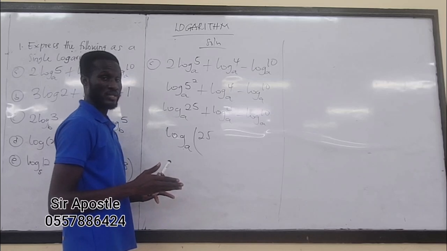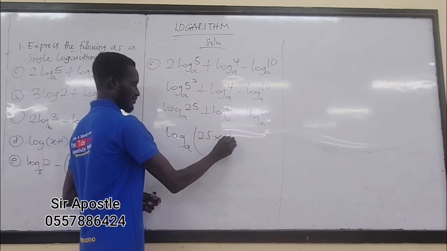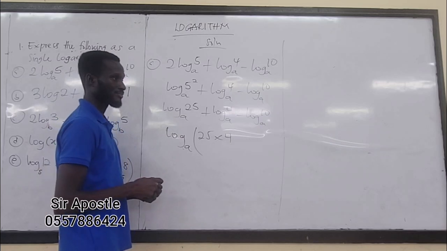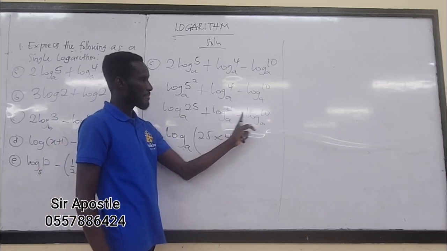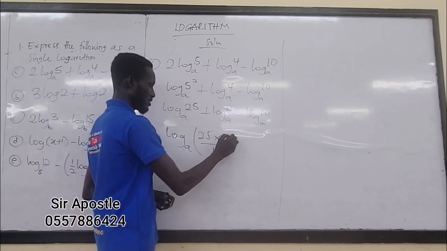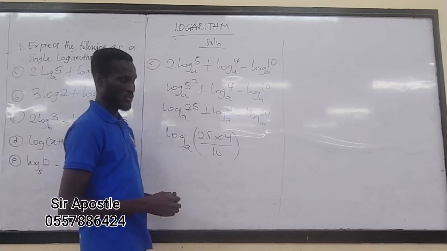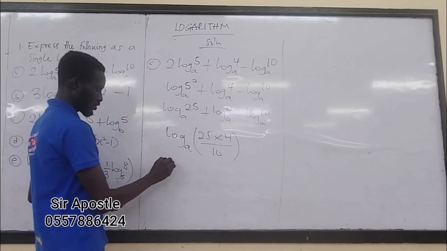The plus log 4 means what? Addition. So this one and this one, they are adding, which means multiplication. Look at how I'm solving it. Now minus log 10. The minus here means division, so divided by 10. It is as simple as that. So this is a simple logarithm, but I have to do something small about it. So let's see.